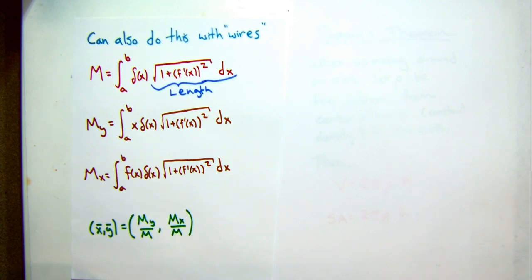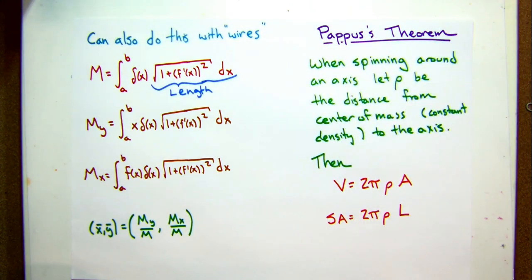And now if I want to find the moments, I do what I did before. When I talk about moment with respect to the y-axis, I multiply by x. When I talk about moment with respect to the x-axis, I multiply by y. But y is f of x. And then we can find the center of mass, x bar, y bar, which is these ratios, m sub y over m, and m sub x over m. Now, I won't test you on this, other than there's a quiz problem about mass. So you'll get to do a quiz problem. So it'll be fun, but it won't be on the exam.